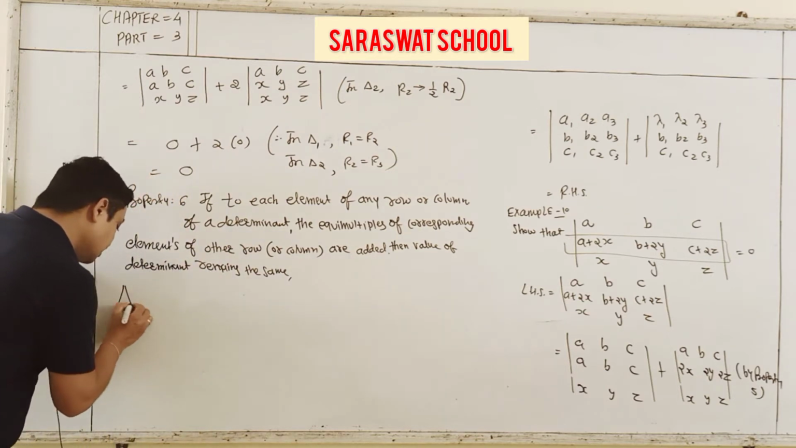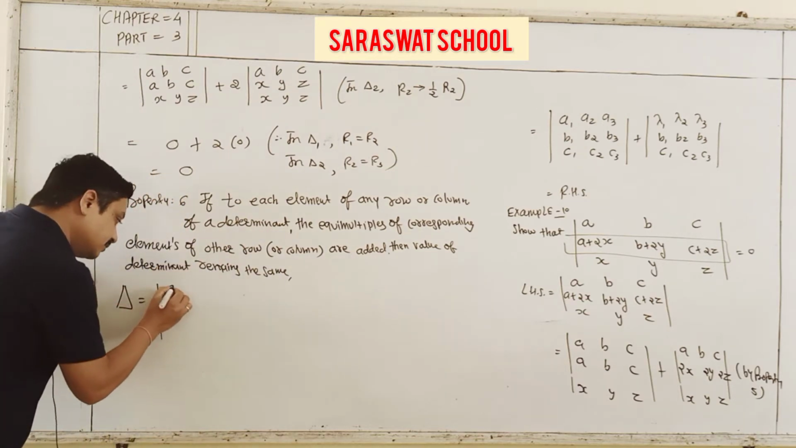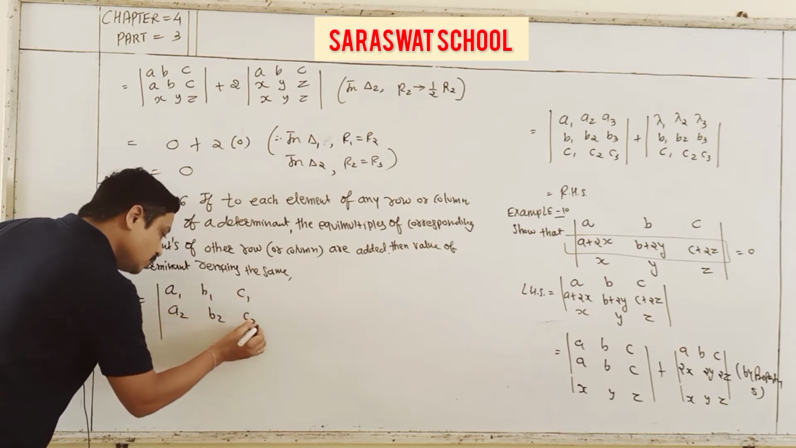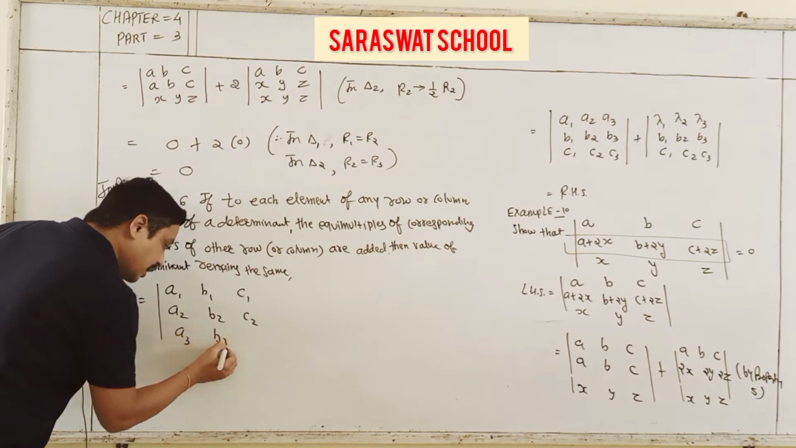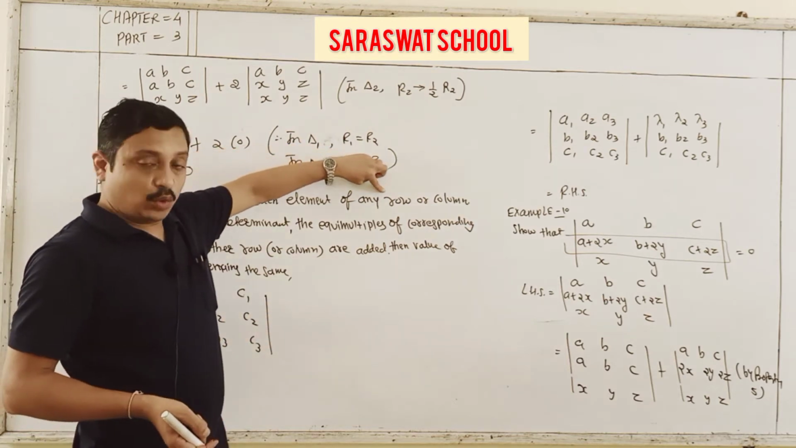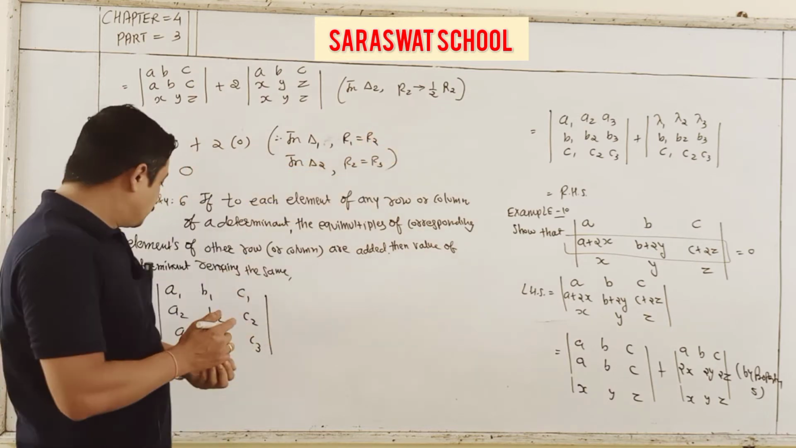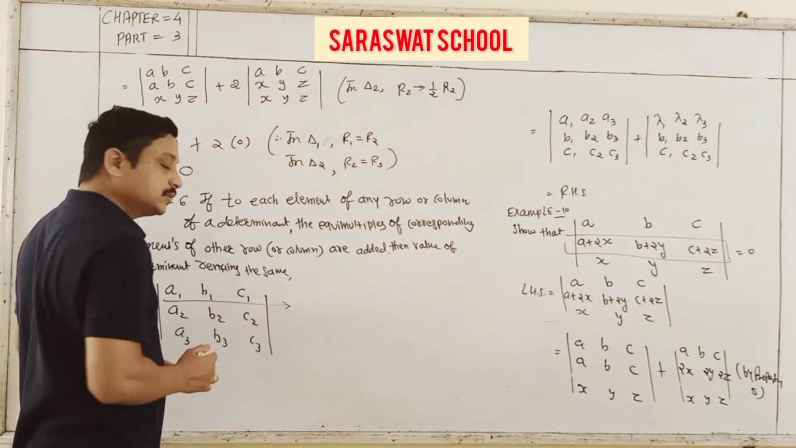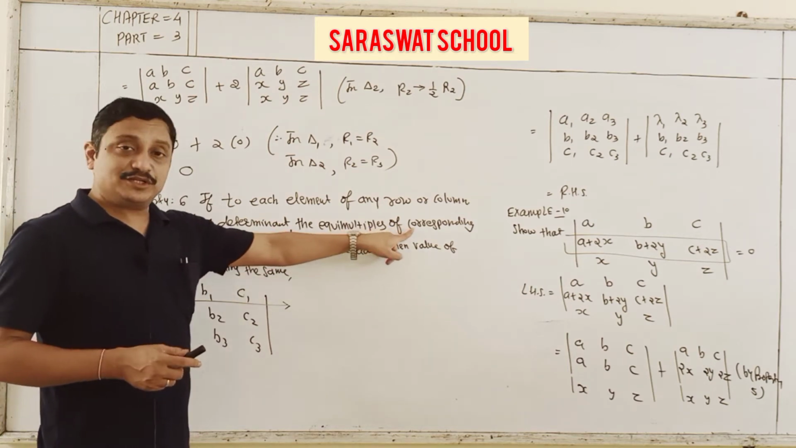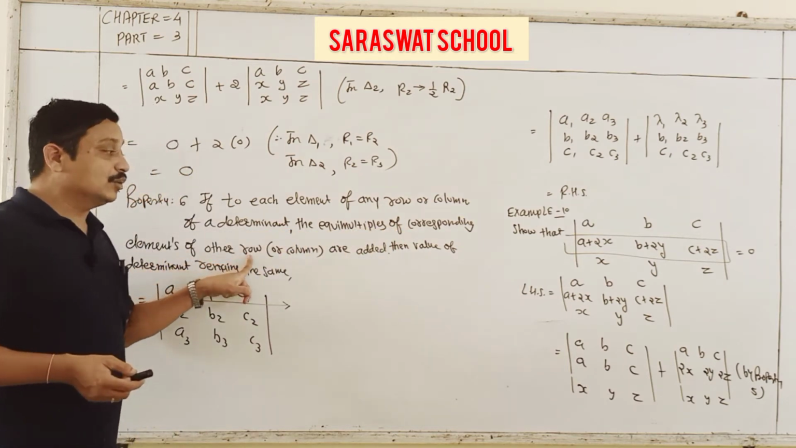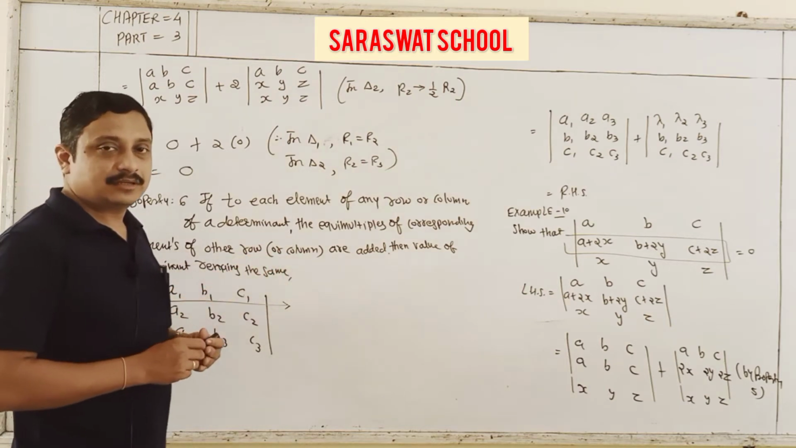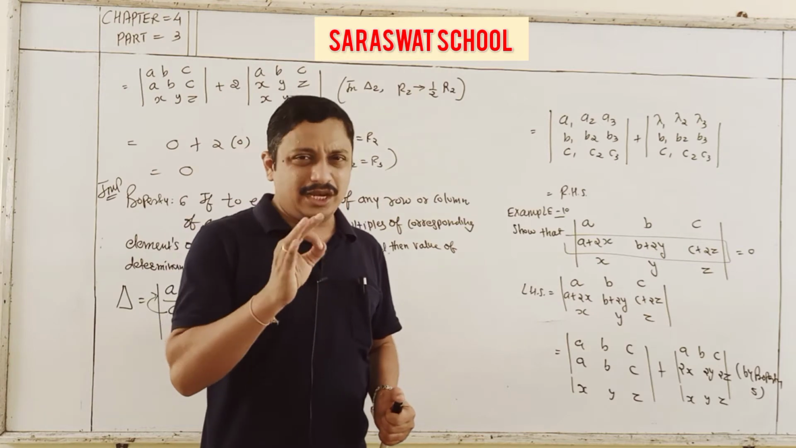Consider my determinant as any determinant: A1, B1, C1, A2, B2, C2 and A3, B3, C3. Read here, each element of any row or column. We choose here row 1. In row 1 I operate, of a determinant, equimultiples of corresponding elements of another row are added. Maybe the second row I add here. Column also true. So anyway you can operate.